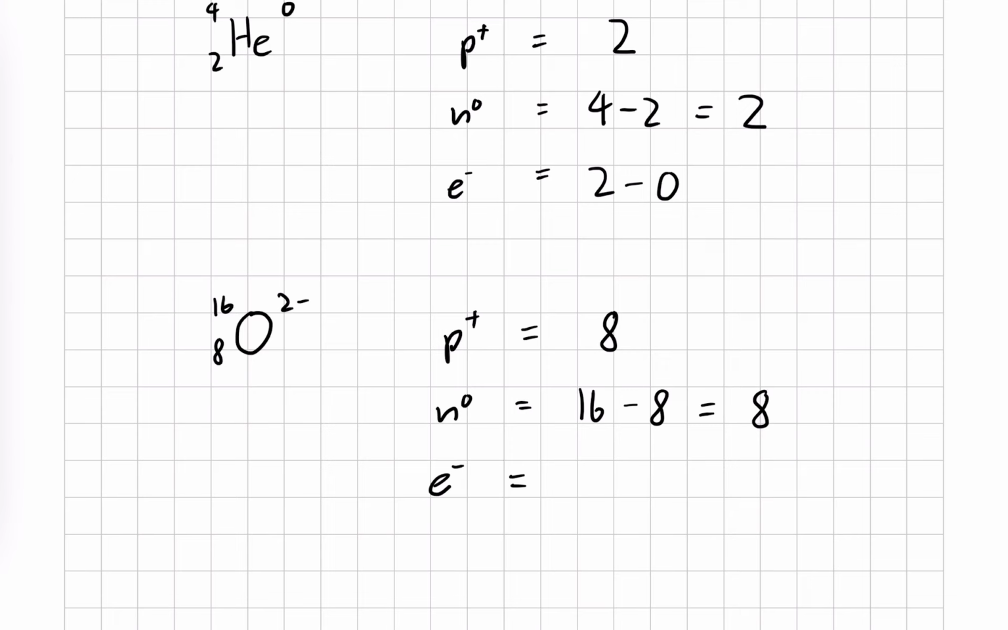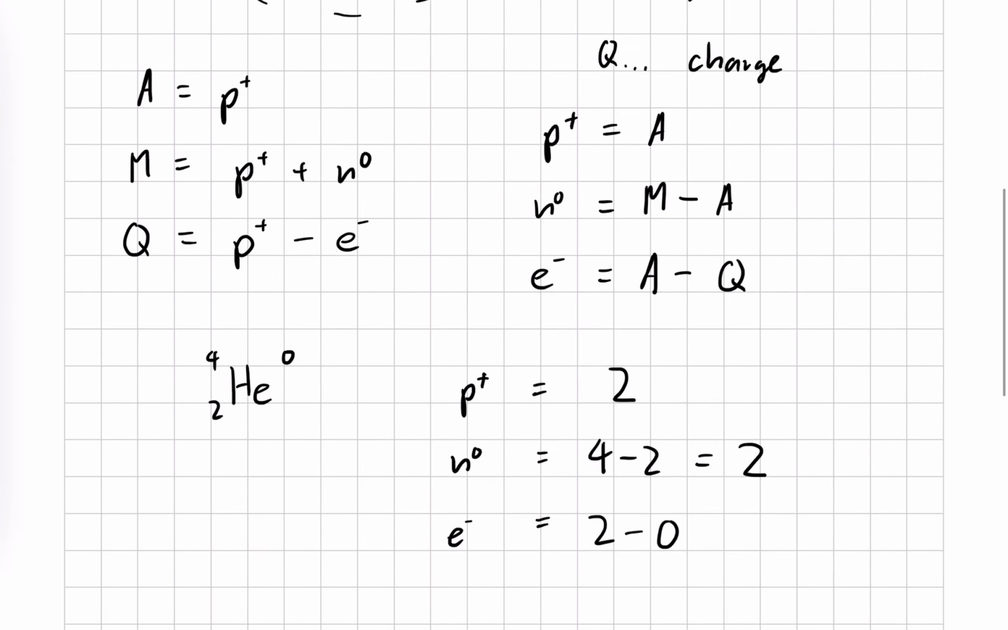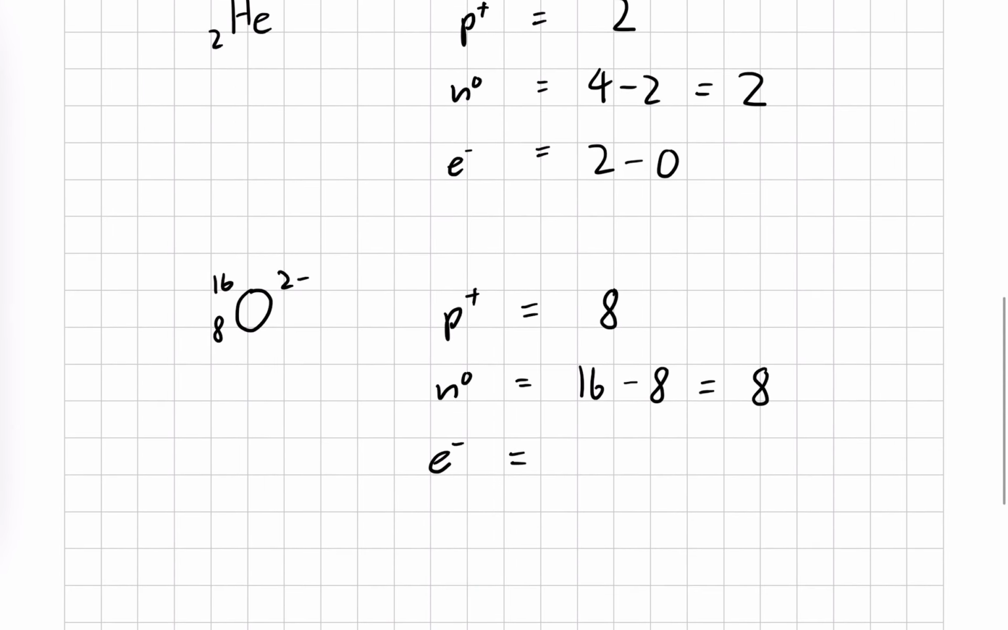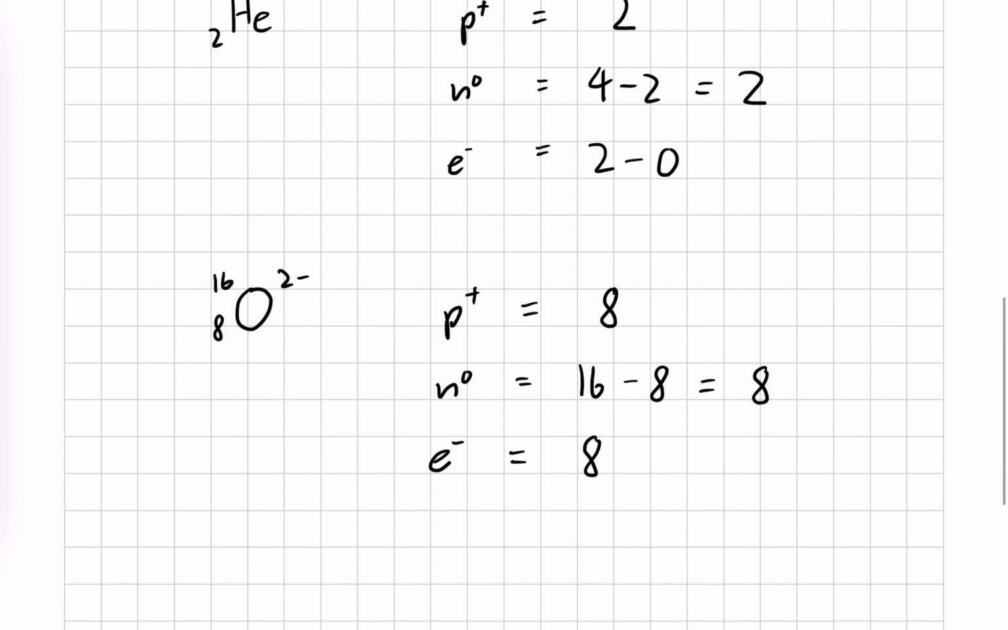So we have 8 protons and 8 neutrons. Now, what is the number of electrons? As we've seen above, the electron number is equal to the atomic number minus the charge. So the atomic number is 8, minus the charge is minus 2, minus 2 equals 8 plus 2, which is 10. And this also makes sense. If you have 10 electrons and 8 protons, you have 2 electrons more than protons, so the charge will be negative 2, because the others cancel each other out.